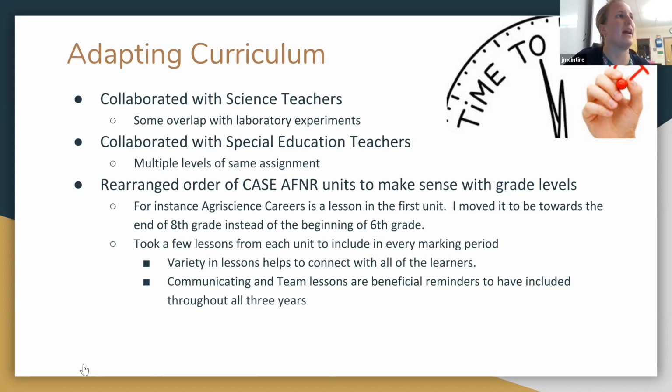And then, so I always have all of my lessons, I make sure that I have all of those learning levels accommodated for. I'm also rearranging the CASE AFNR units to make sense for the grade levels that they're being offered. So for instance, the agri-science careers is a lesson in the very first unit of CASE. I didn't think that made sense for a 6th grader. So I think that they spend a lot of time trying to figure out where their next classes are. There's just a lot going on for a 6th grader transitioning into a new school.